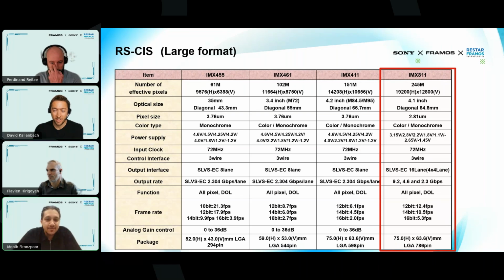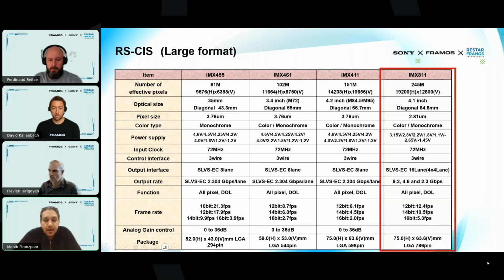Yeah, in terms of the unique features, as I said, color sensors are gaining popularity in this market, and I believe this is mainly coming from the aerial mapping market. And even for display inspection, they still need color sensors. So Sony continues offering these sensors, even the latest IMX811, in both color and monochrome.